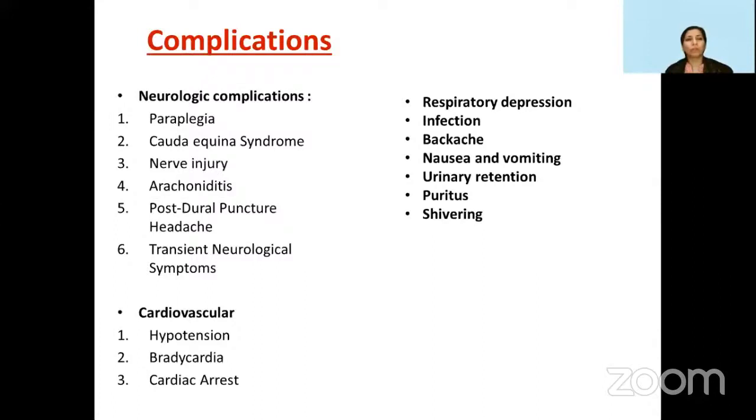Important complications include neurological complications, which occur very rarely but can occur: paraplegia, cauda equina syndrome, arachnoiditis, post-dural puncture headache, and transient neurological symptoms. And cardiovascular complications, which are potentiation of the physiological effects, include hypotension, bradycardia, cardiac arrest, respiratory depression, infection, backache, nausea, vomiting, urinary retention, pruritus, and shivering.